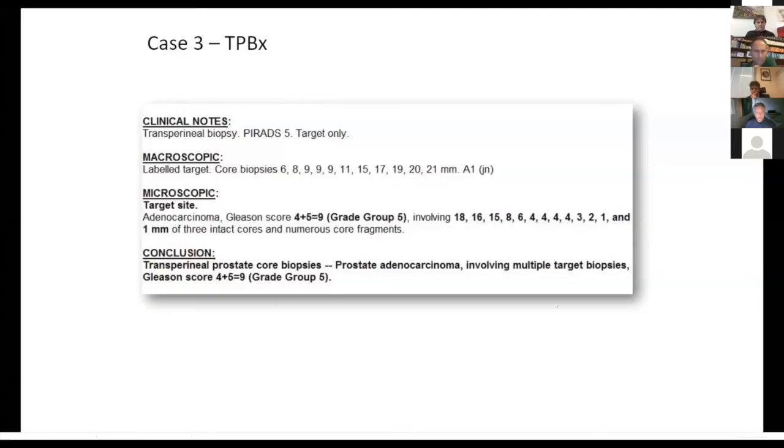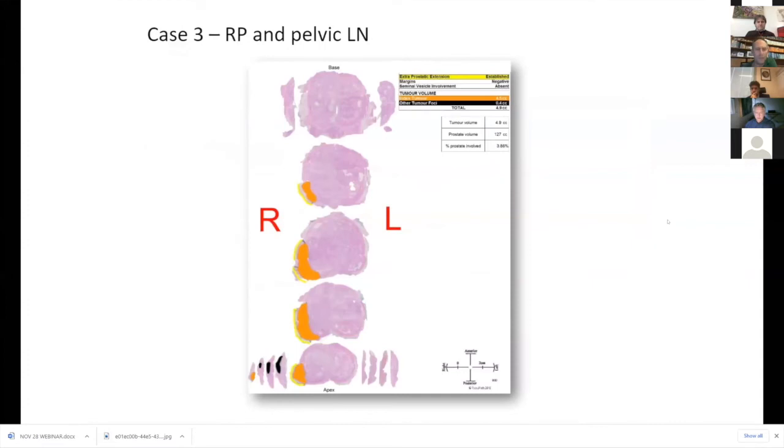As you said, 4+5 grade group 5, with lengthy involvement of multiple cores. And by the way, this is not what I would typically do nowadays because it goes against what you just said before, Roberto, where I took a whole lot of cores from the target, but that's all I did. Whereas now I would take just a handful from the target and then do a template as well. So beautifully demonstrated on the MRI and shown here is this elliptical lesion at the right posterior lateral angle extending from the apex up into the, or just below the base.